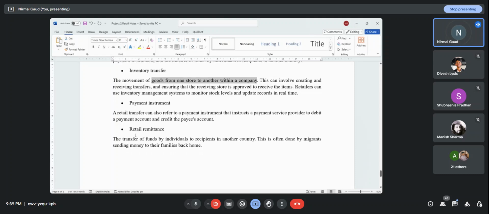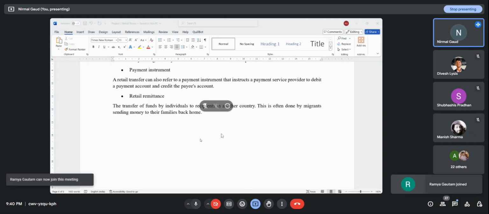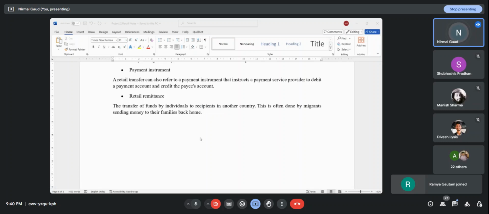It can also be like a payment mode. A retail transfer can also refer to a payment, that means any payment service, if you are using a credit card or whatever. It can be like retail remittance. So we say revenue transfer, and it can be in any mode. If you are pushing the goods from one place to another, then also revenue will be generated. If you are taking money on the basis of selling the products, then also money will be there, revenue will be generated.